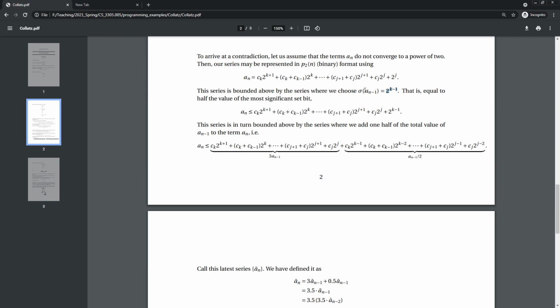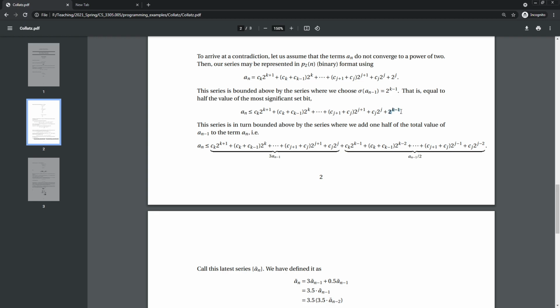But that's not the whole number, a sub n minus 1 divided by 2. It's just the most significant bit divided by 2, right? So that we can consider something that is larger, or as large as possible for this. So let's say we just keep adding this over and over again. So then that's equal to half the value of the most significant bit. Right? So we can see it in binary if we care to do so.